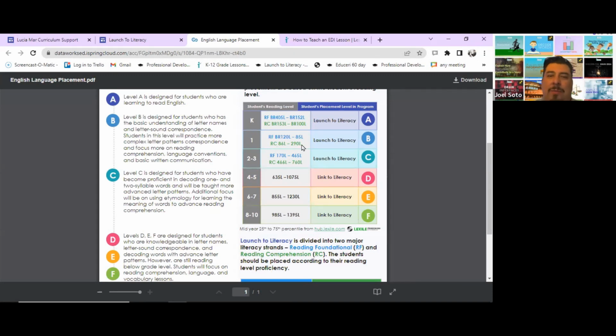All we're going to do is look at the Lexile level or the reading level right here. So that's a grade level, or the Lexile level, and this is where we know to place them. We also made 2 different strands in Launch to Literacy. Launch to Literacy is learning to read, and then Linked to Literacy is reading to learn. Okay, that's how we do placement.